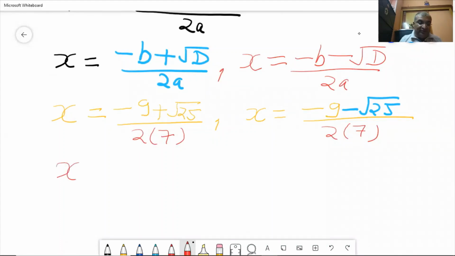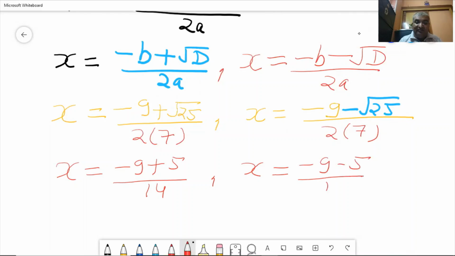So here you should see it is minus 9 plus square root of 25, which will be 5. 2 into 7 is 14. And here also please try to see, square root of 25 will be 5 and 2 into 7 is 14. One time root 25, that is 5, will be positive. Other time root 25 will be negative. So one time it is positive, one time it is negative.